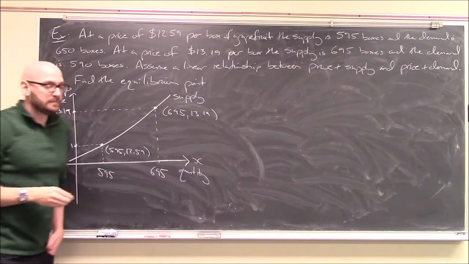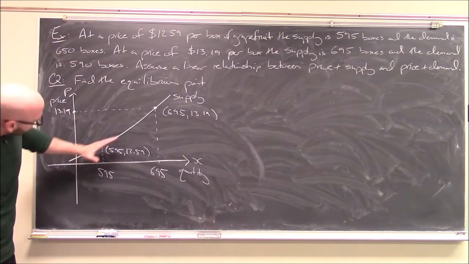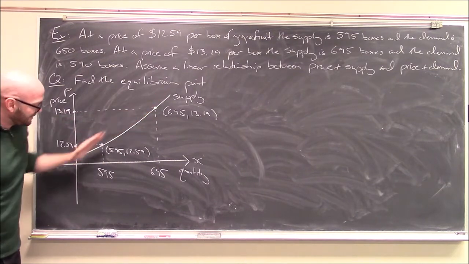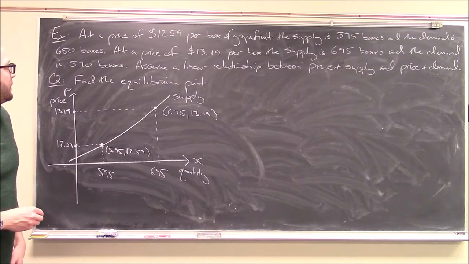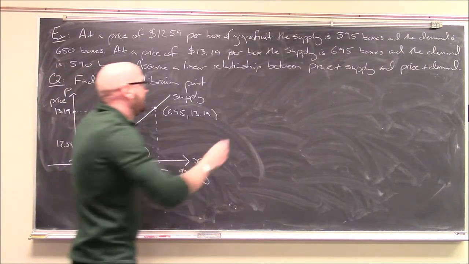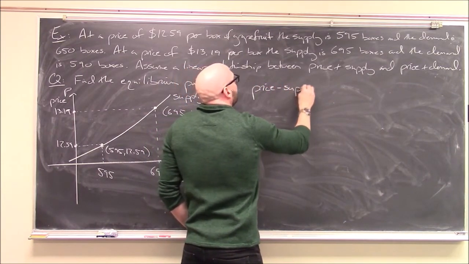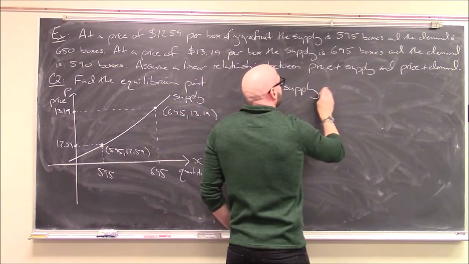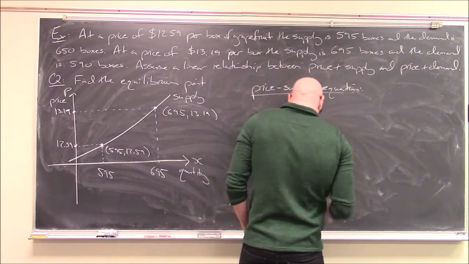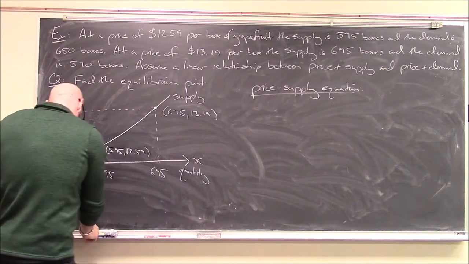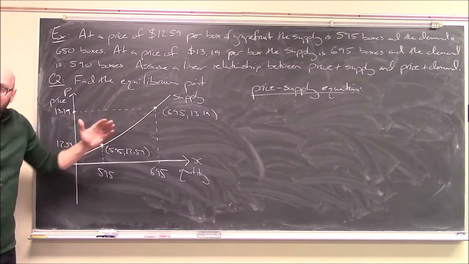So here's my supply line. That's not a very straight line, but imagine in an ideal world this should look straight. First thing I want to do is come up with a price-supply equation. What do I mean by that? I just want to come up with an equation for this straight line that I've drawn. We've been doing that this whole class, right?